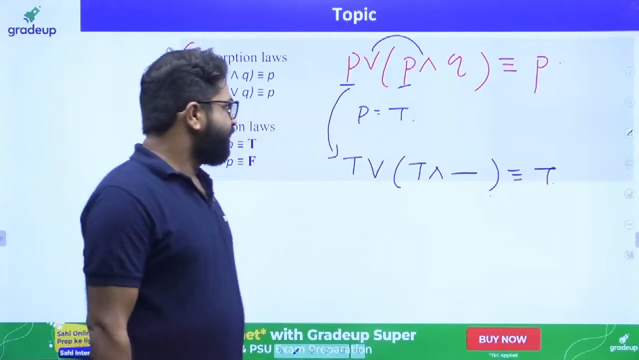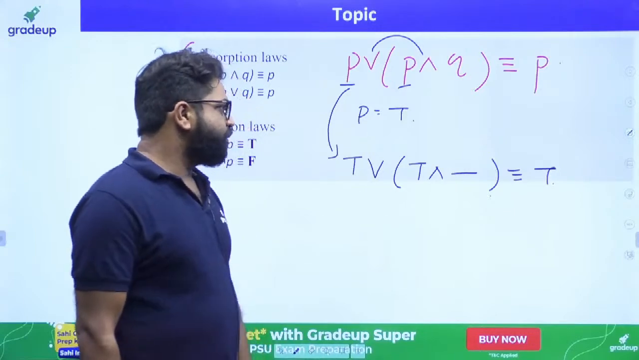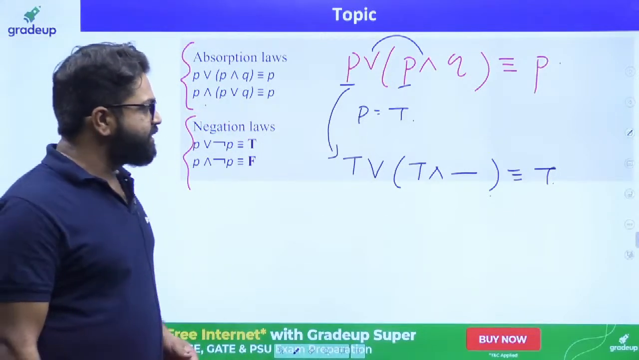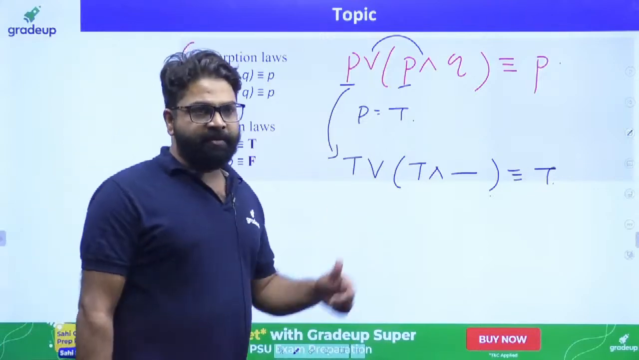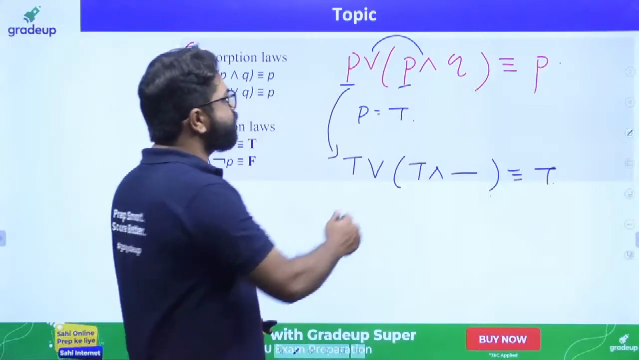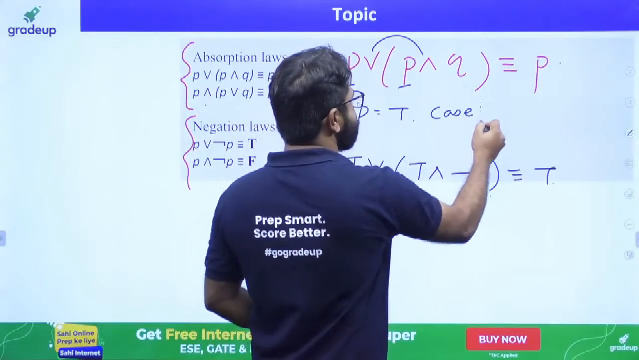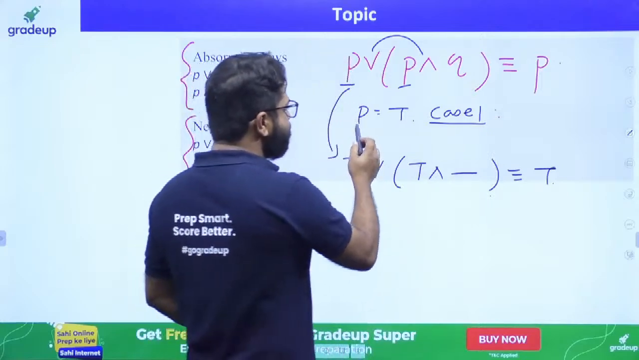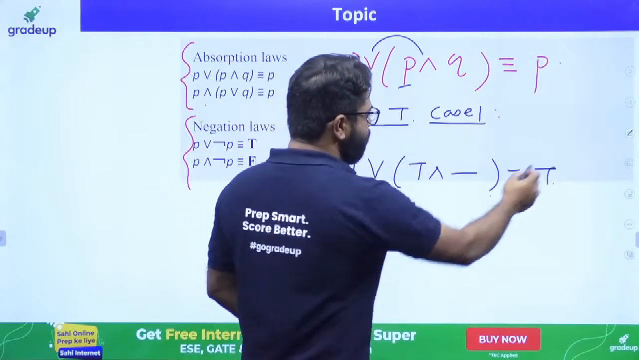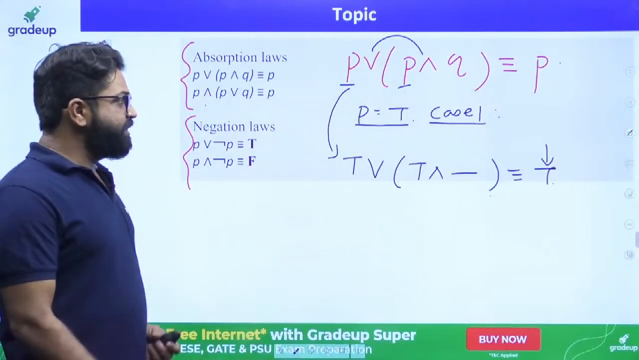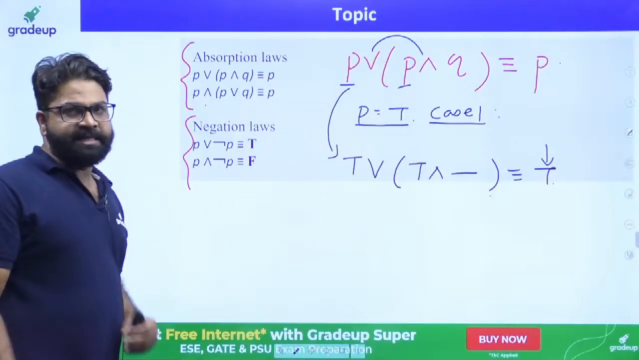It does not matter what you write as Q. Whatever you write for Q, even if it becomes true, no problem, you will still get the answer true. Even if Q becomes false, it does not matter, you will still get the answer true. So this is case 1, when you put P equals true. You substituted P as true, and you're getting the answer true. That means if you put P, you get the answer P.